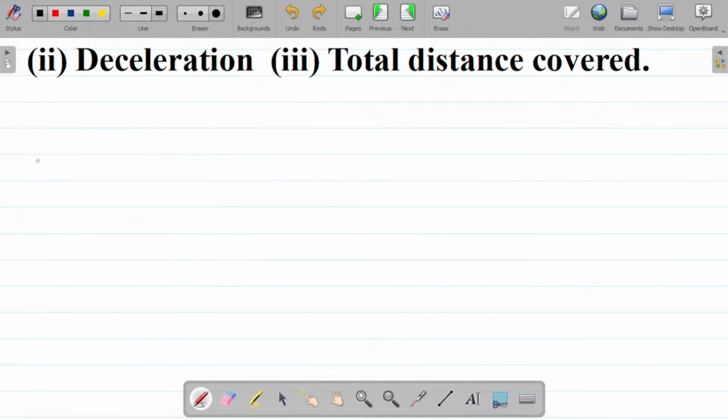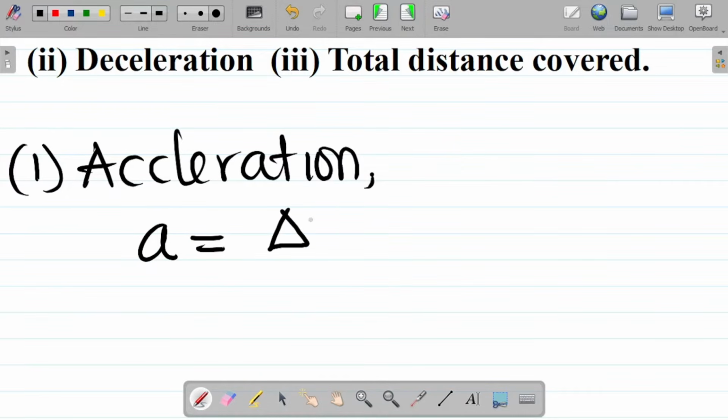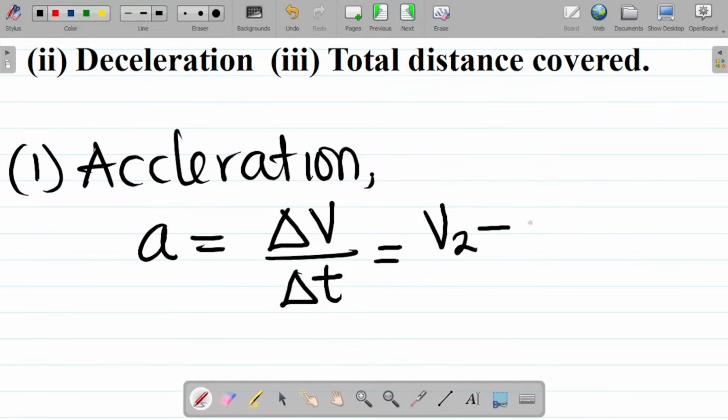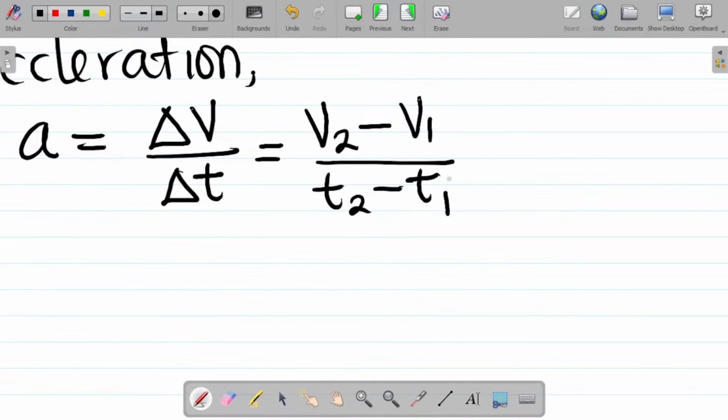Number one, let's get acceleration. Acceleration A, as we know it, is equal to change in velocity all over change in time. It's a basic formula. And change in velocity is simply the final velocity minus the initial velocity, all over the final time minus the initial time. Now, to get these values, our first step is to look at the point where this occurs.